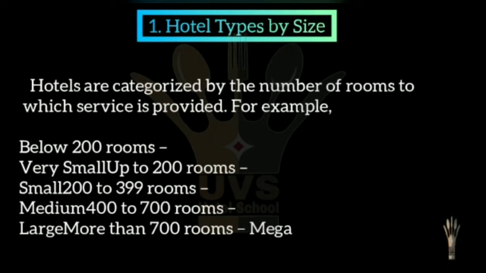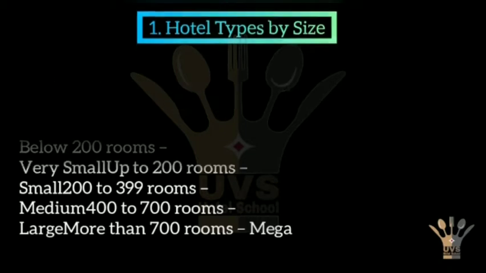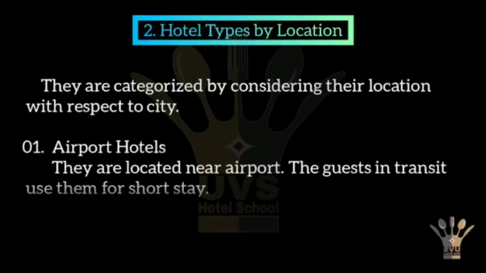Hotel types by size. Hotels are categorized by the number of rooms to which service is provided. For example, below 200 rooms, very small; up to 200 rooms, small; 200 to 399 rooms, medium; 400 to 700 rooms, large; more than 700 rooms, mega. Hotel types by location. They are categorized by considering their location with respect to the city.